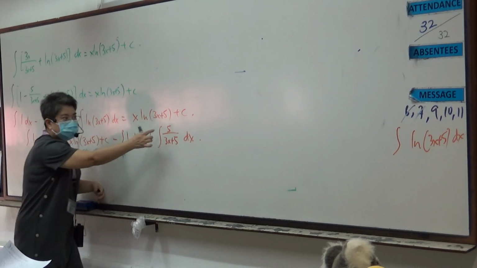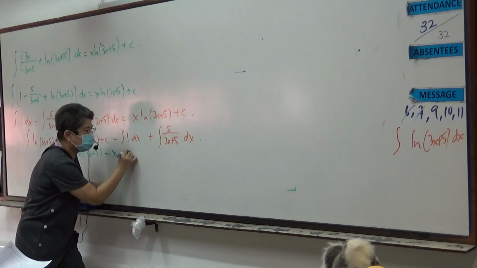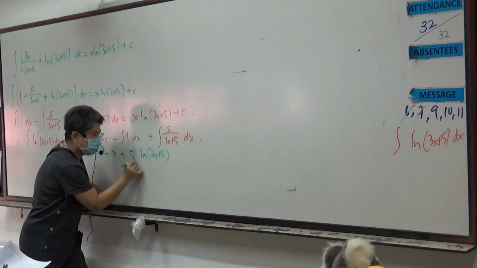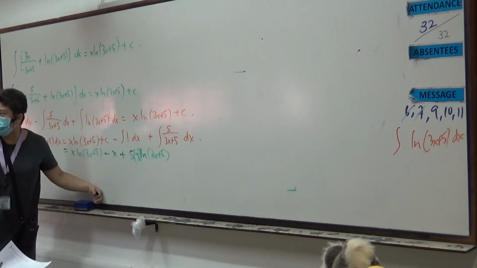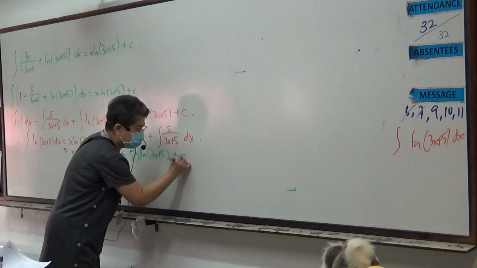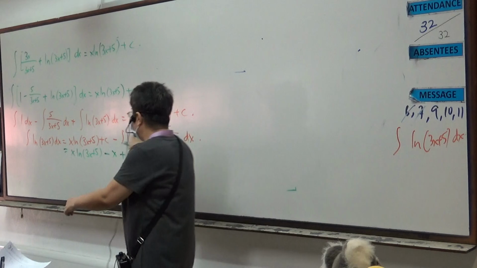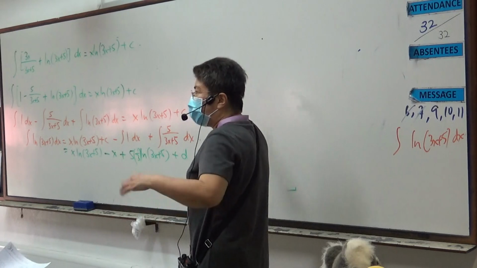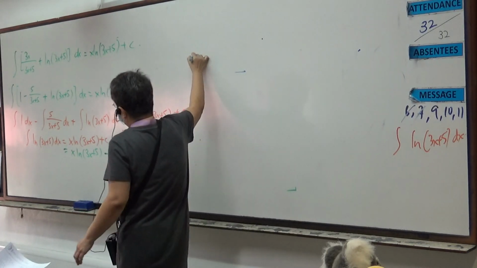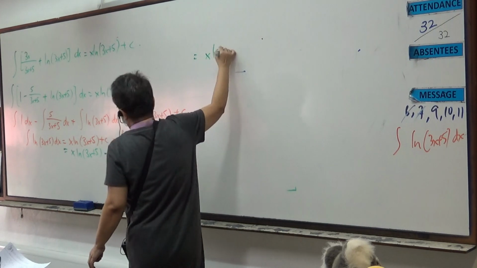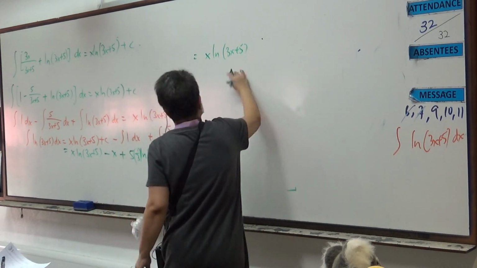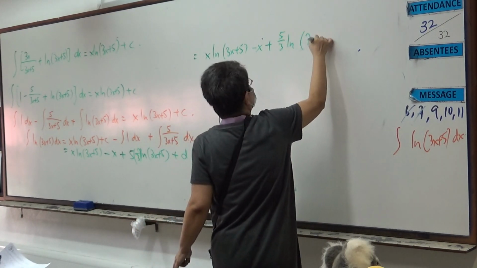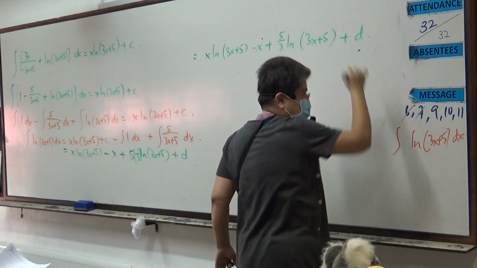Now, plus this one, the 5 can take out, right, actually. So it's 5 ln 3x plus 5 times 1 over 3, right? Then I plus a D. The D will be all the constants added up together. Everybody okay? Then you won't have D, F, that kind of thing. Understand? So, final answer: x ln 3x plus 5 minus x plus 5 over 3 ln 3x plus 5 plus D.